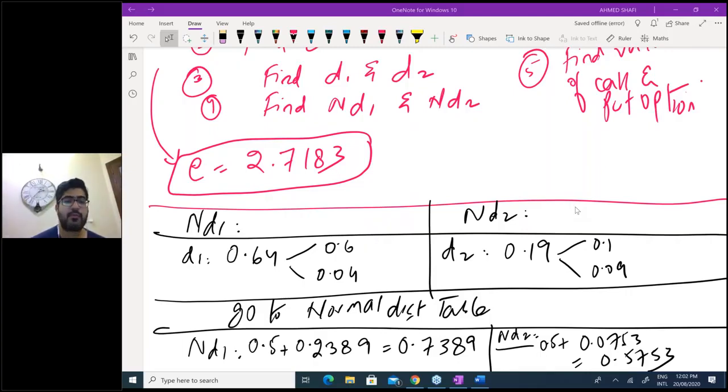Yes, it is possible that one value is positive and one is negative. It doesn't matter. Let's suppose the answer would have been negative 0.19. I would have broken this negative 0.19 into 0.1 and 0.09, gone to the distribution table to find 0.1, 0.09, and whatever the number is, since your D value was negative, deduct it from 0.5. We just used the abbreviations; it's given in the question. PA is the current share price and PE is the exercise price. Both will be given in the question.